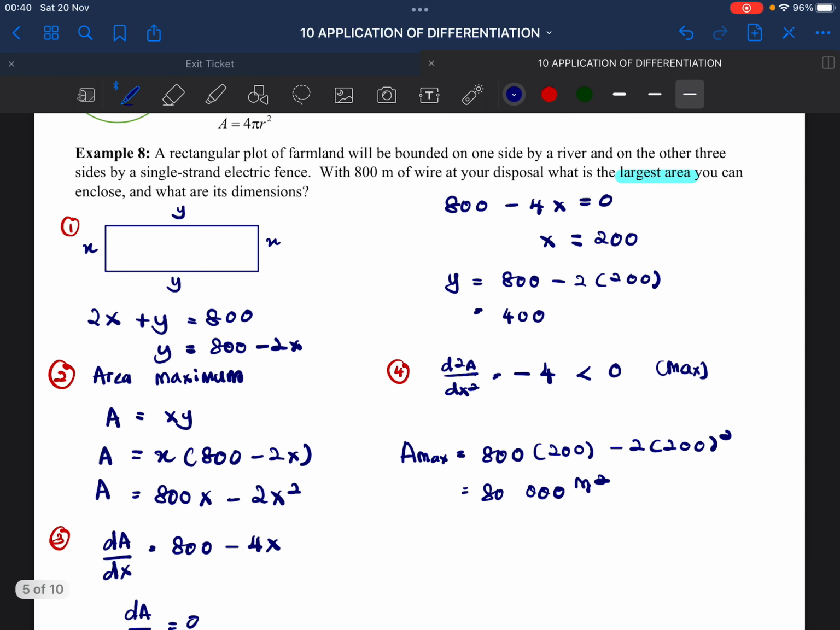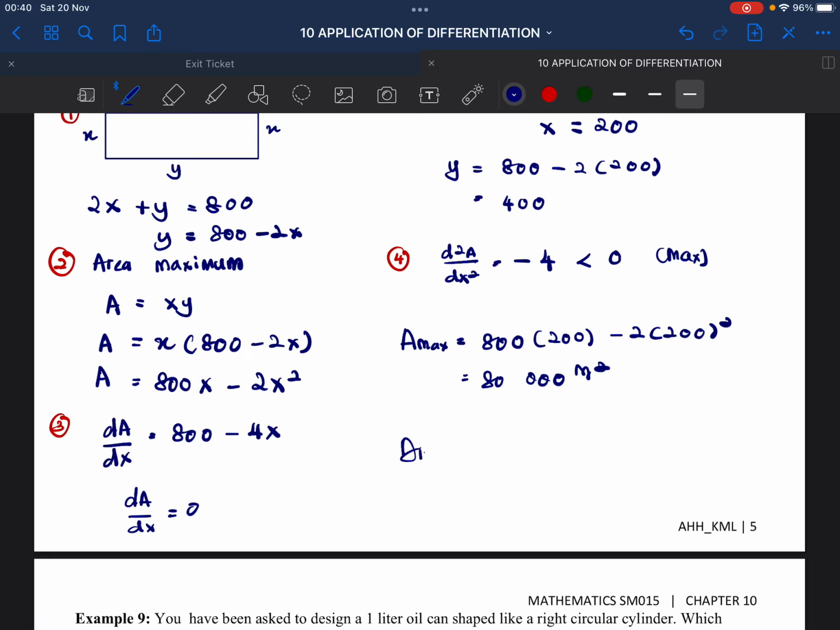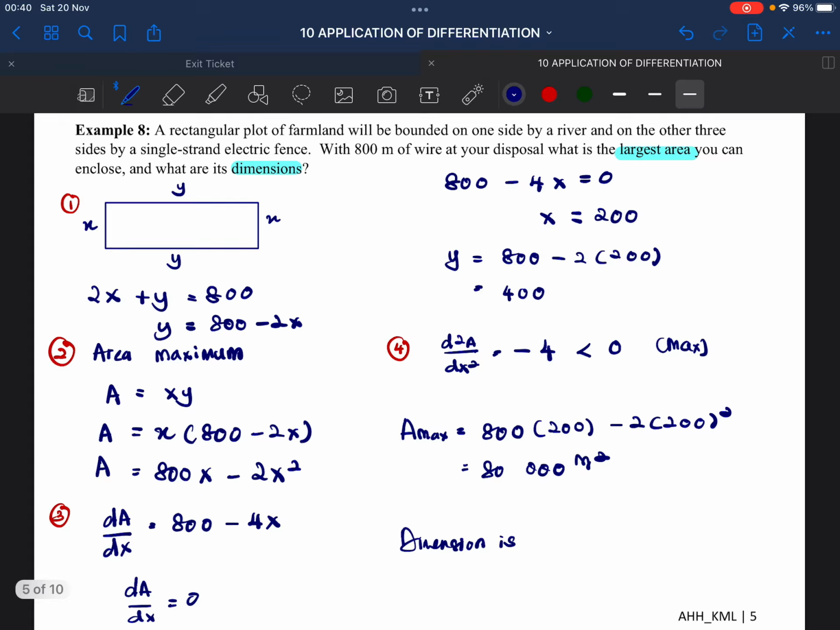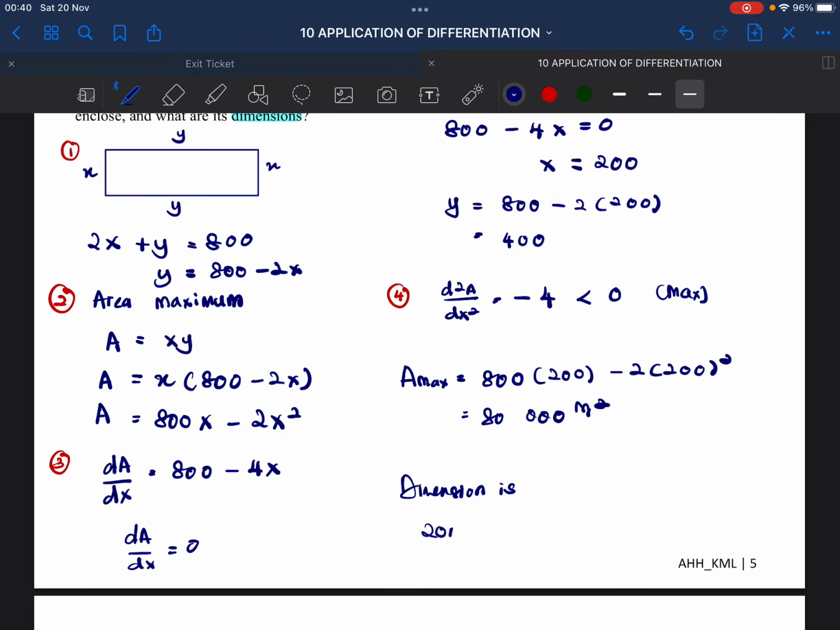So the question doesn't end yet. Here the question asks what are its dimensions. Okay, so dimension, kalau kita tanya dimension of your room, kita akan cakap lebar ni darab panjang ni. So if the question asks for the dimension, it is panjang dia, which means our x, 200 meter, multiplied by lebar dia, y, which is 400 meter. So that is going to be your dimension.